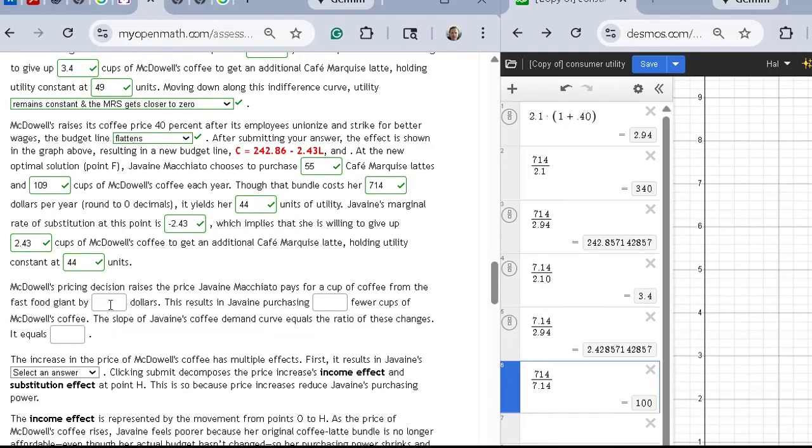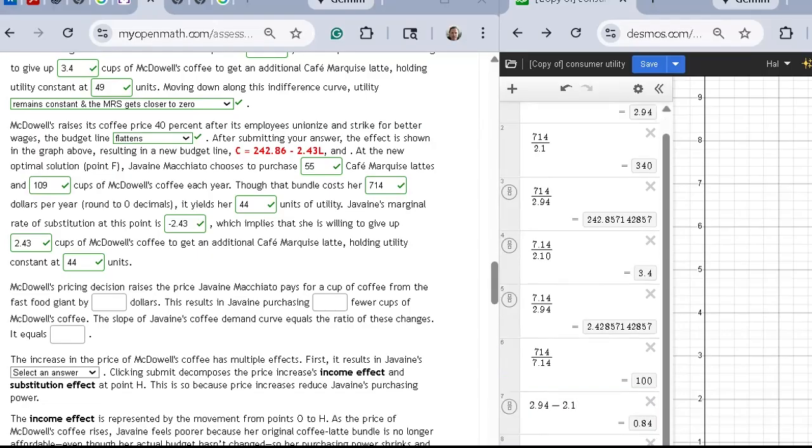Now, McDowell's pricing decision raises the price Javine Macchiato pays for a cup of coffee from the fast food giant by how much? Well, the new price is 2.94 and the old price was 2.1, and that is a difference of $0.84.